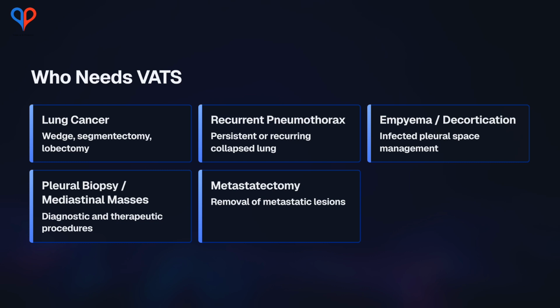Candidates for VATS include early-stage lung cancer, requiring wedge resection, segmentectomy, or lobectomy; recurrent pneumothorax, requiring bullectomy or pleurectomy; empyema, requiring decortication, pleural biopsy, and mediastinal mass removal. These surgeries carry less morbidity than thoracotomy and allow faster return of pulmonary function.